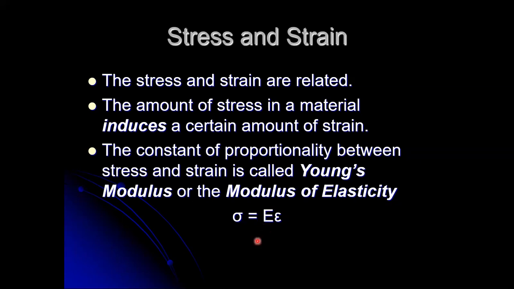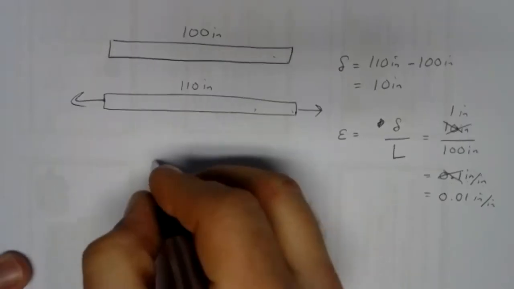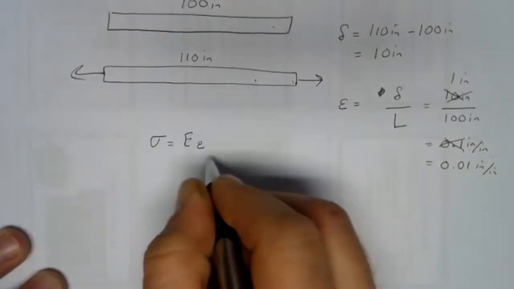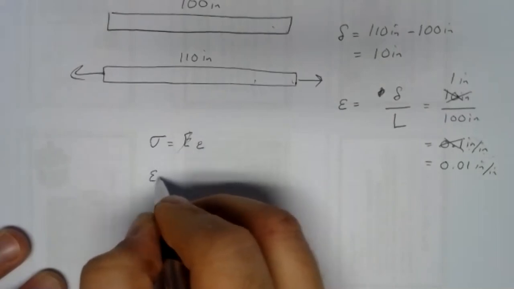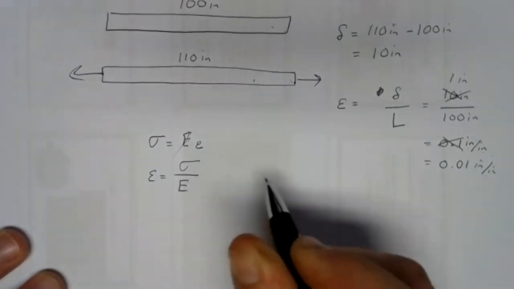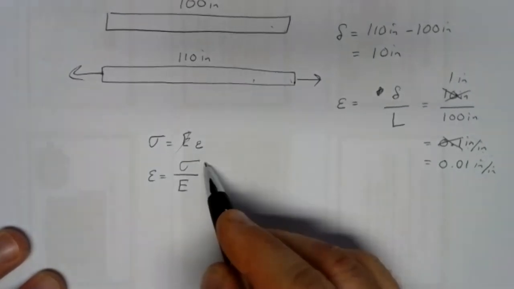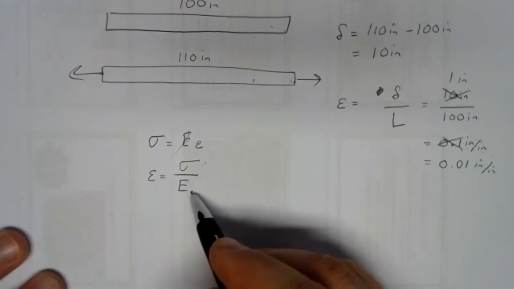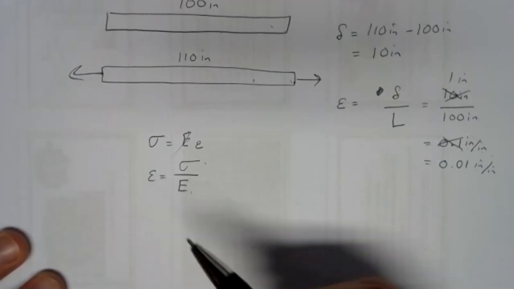E can sometimes be thought of as the stiffness of the material, because if we turn this equation around, stress is equal to Young's modulus times the strain. If we solve for the strain, we'd have stress divided by Young's modulus. Well, stress is a pretty big number. Strain is tiny. So E must be really, really huge. Young's modulus must be really huge to get small amounts of strain.